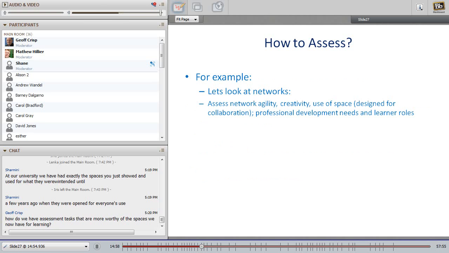So how do we go about it? Well, Martin and I were drawn to networks, so that was the obvious space for us to start to look at how we could evaluate these areas and those questions. We wanted to assess student network agility and creativity in the use of space, and the professional development needs and the types of learner roles that emerge through these networks using various tools and data.